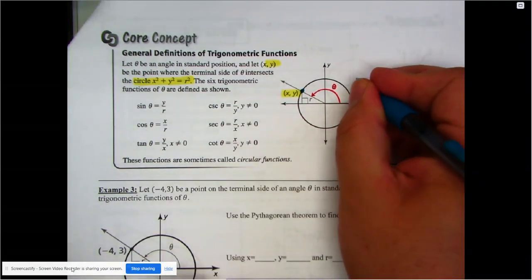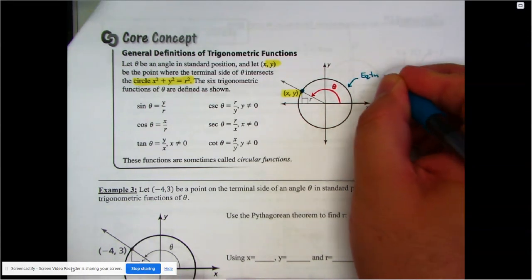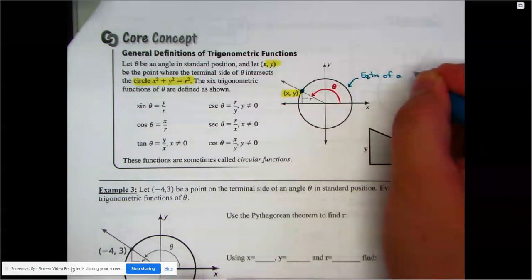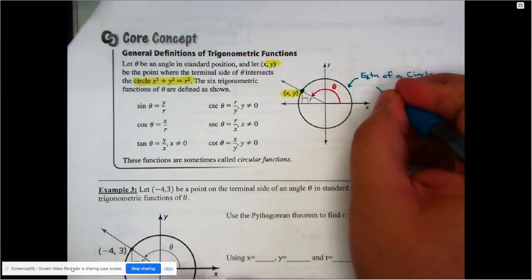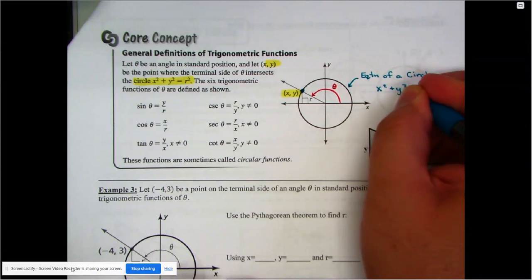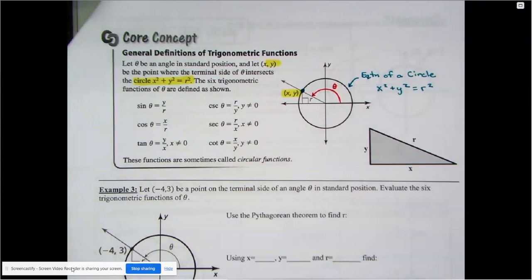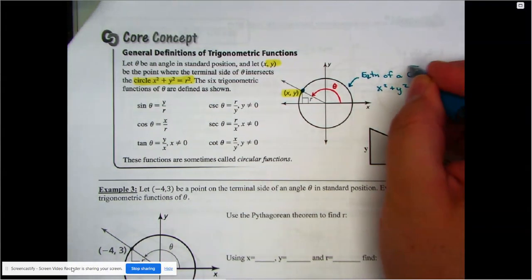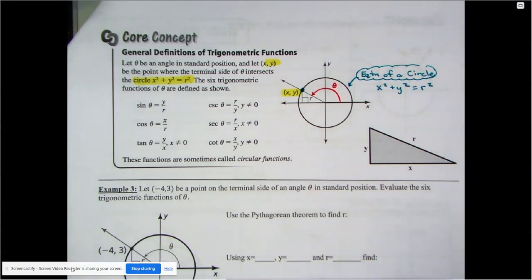And here's what they mentioned, though. The equation of a circle that we can always bring in, the equation of a circle is x squared plus y squared is equal to r squared. If you notice, it looks a lot like that Pythagorean theorem right there, right? Something has a power 2 plus something with a power 2 equals something with a power 2. A lot of Pythagorean.